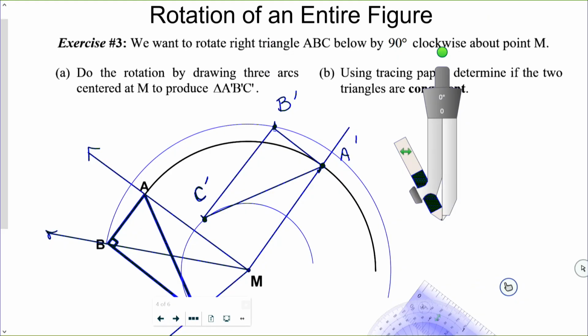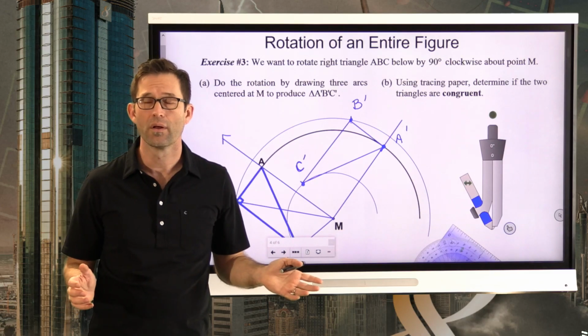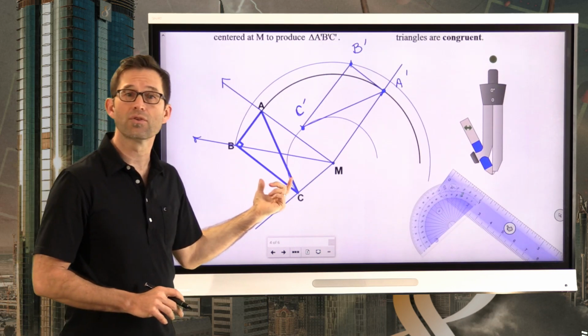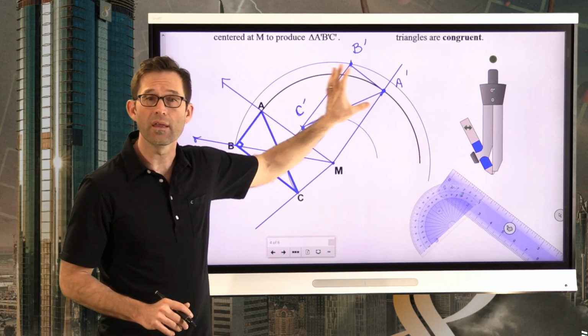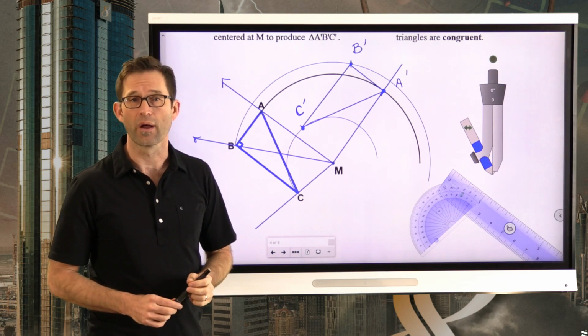Now, let's take a look at part B. Part B says, using tracing paper, determine if the two triangles are congruent. Are they identical? All right. Now, what you should be doing is taking tracing paper, trace over this triangle, and then see if that image will lie directly on top of that one. Take a moment to try that.